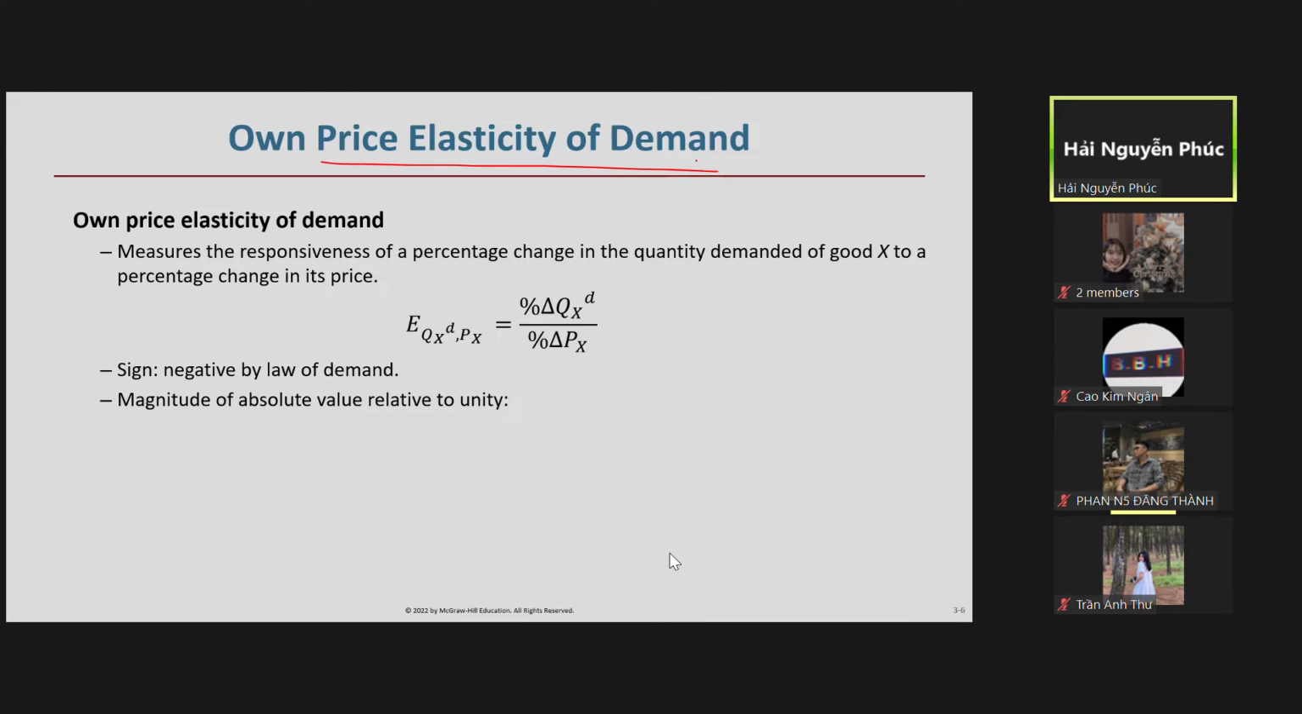Here's our first example of the price elasticity of demand. Here we say own price. Shortly, I'm going to call it the price elasticity of demand.